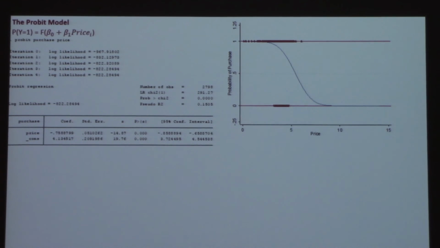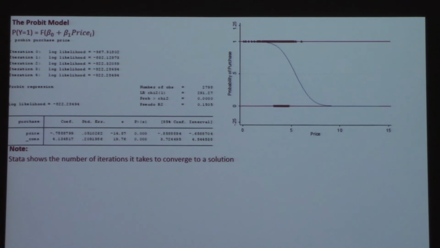But there can be models, and we'll come across models that will take a little bit longer to iterate, to converge. So we get kind of a similar output, but there is a lot of different stuff in here. Let's see. Yeah, this data shows the number of iterations it takes to converge to a solution.